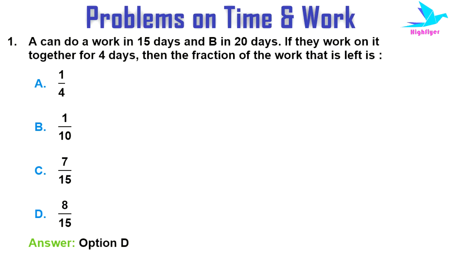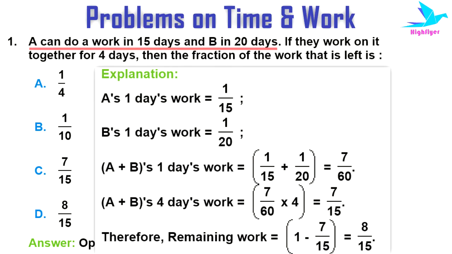Let's see how. Now as given that A takes 15 days and B takes 20 days respectively to finish the work, then A's 1 day work will be 1 by 15 and B's 1 day work will be 1 by 20. So A and B's 1 day work combined will be equal to 1 by 15 plus 1 by 20, that is equal to 7 by 60. And now for 4 days, A and B's work will be 7 by 60 into 4, that is equal to 7 by 15. Therefore, the remaining work equals 1 minus 7 by 15, that is equal to 8 by 15.